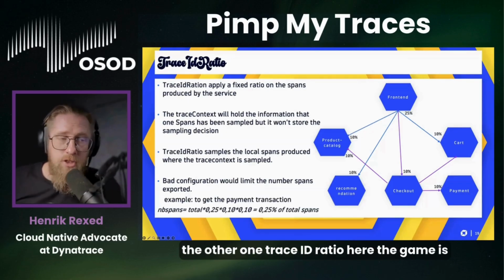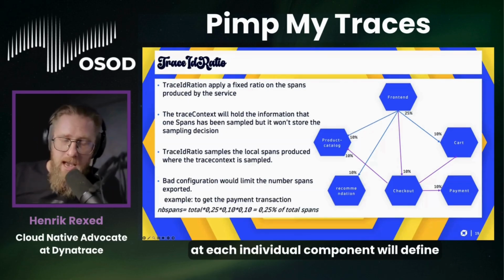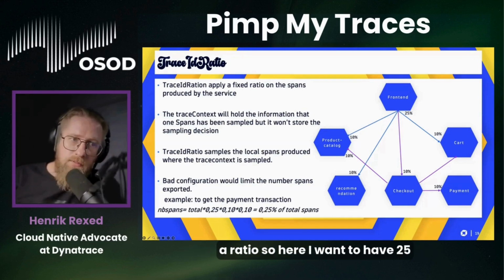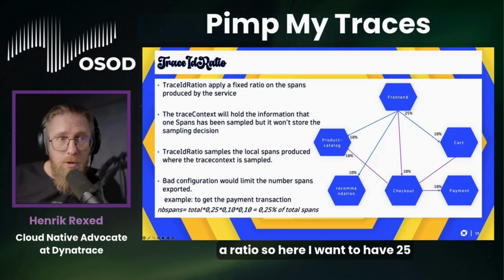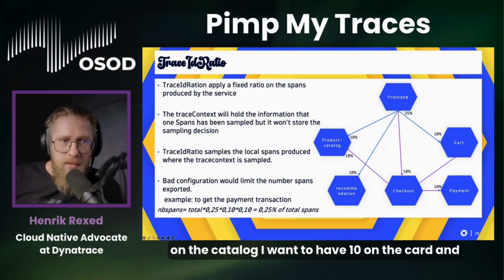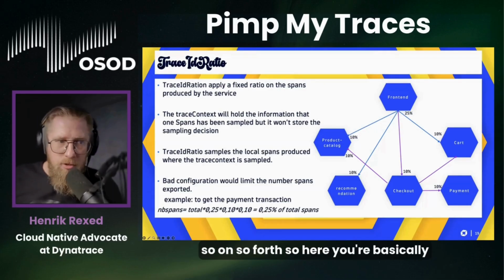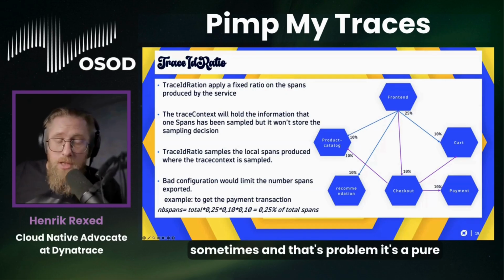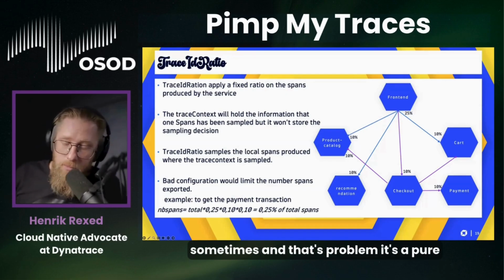Then you have the other one, trace ID ratio. Here the game is that each individual component will define a ratio. So here I want to have 25% on the front end, 10% on the catalog, 10% on the cart, and so on and so forth. So here you're basically, and that's the problem, making a pure guess.